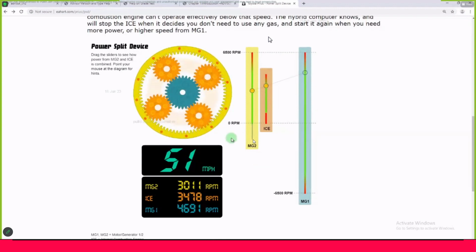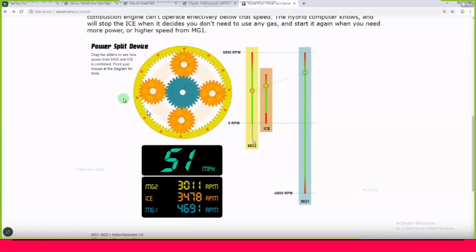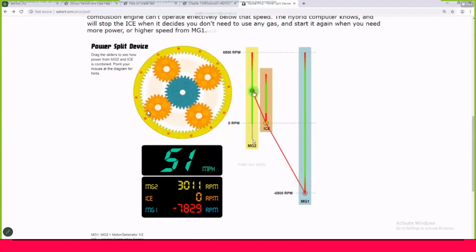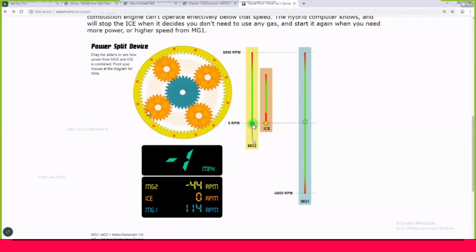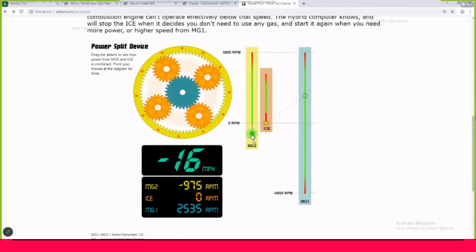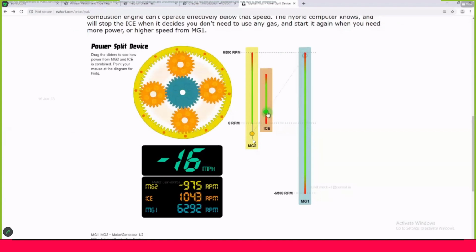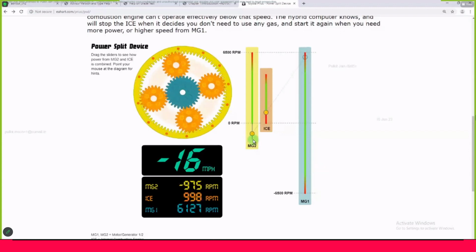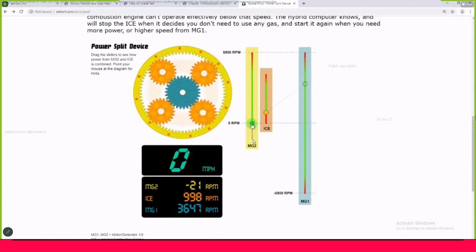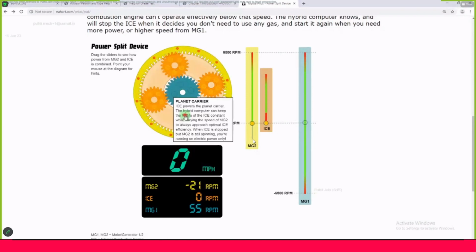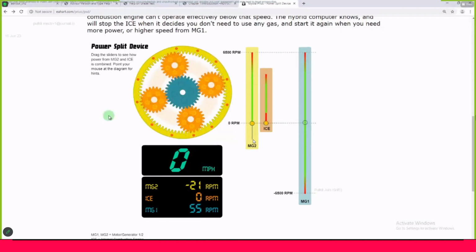Now coming back to the modeling of this particular power split device. This power split device is basically where this particular speed is now negative, the vehicle moving backward, and in this reverse gear, power can also be shared between MG1, ICE and MG2. So let me keep all the values to 0 now. And now let us understand how this particular gear system works.